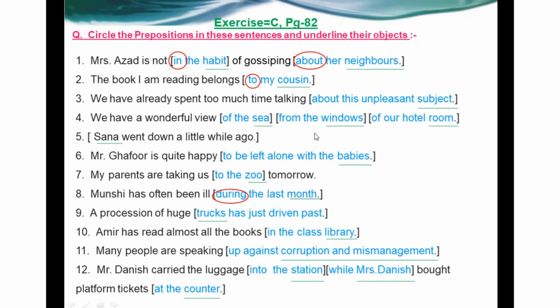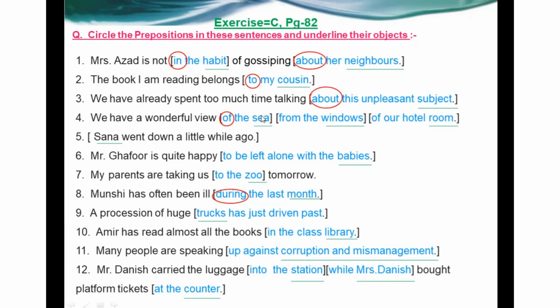Number 3, what preposition do we have? The preposition we have here is about. Okay, and the object here is subject. Just like that. In number 4, let's see, I have picked out 3 phrases from this sentence. So from these 3 phrases, what are our prepositions? So students, pay attention, notice. Yes, our first preposition is of, and sea is the object.